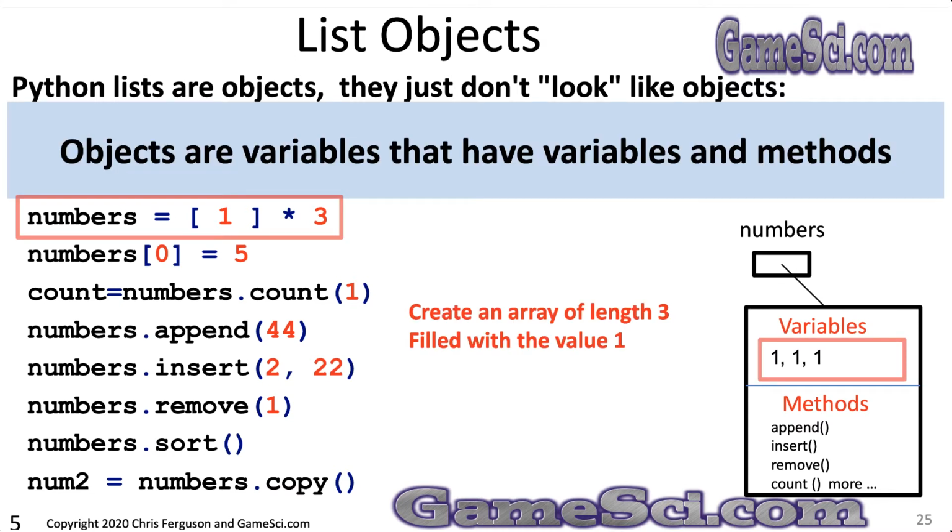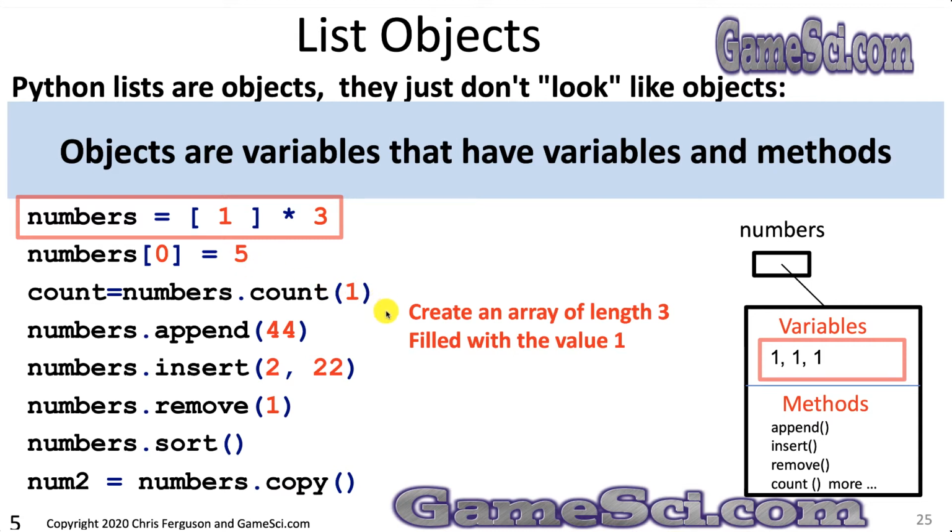However, let's be clear. Unlike C and C++, where arrays are not objects, in Python, a list is definitely 100% an object. Seems a little circular, doesn't it? But an object is a variable that has variables and methods.